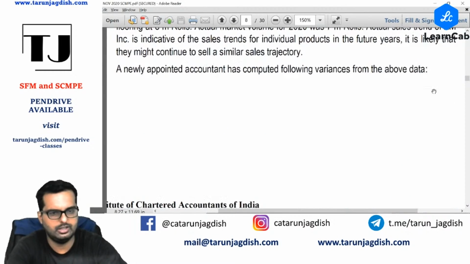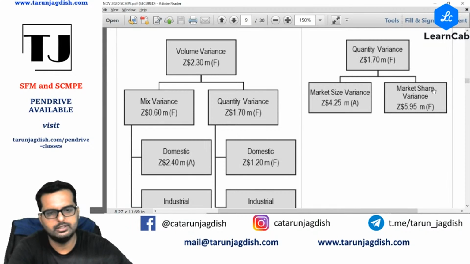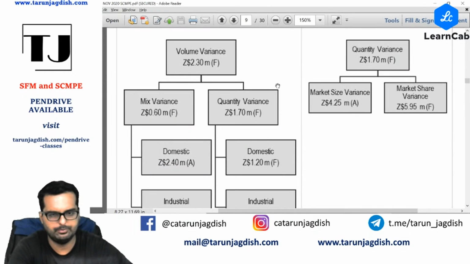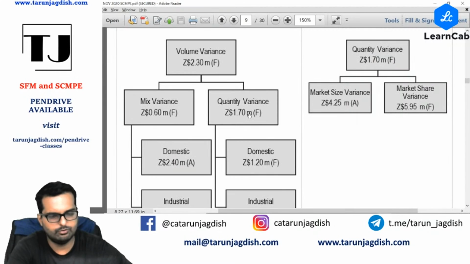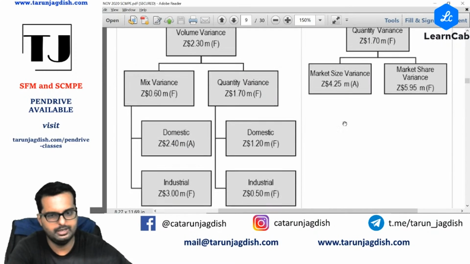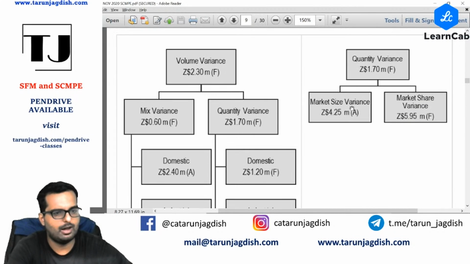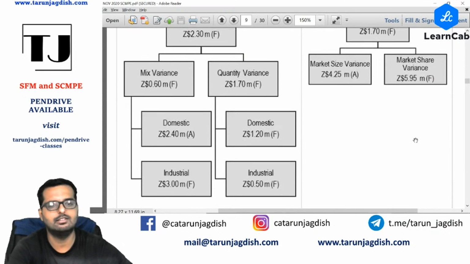Let's check what they are asking over here. This guy has made some variances. He has made a volume variance of 2.3 million favorable. Yes, we have also got 2.3 million, that is 23 lakh favorable. Same thing. Mix is 0.6, 6 lakhs. Yes, we've got that. Quantity is 1.7. Yes, we've got 17 lakhs. That's million. They have given the breakup of domestic and industrial also over there. That doesn't matter. Apart from this, they have given the market size and share variance as 4.25 adverse, 5.95 favorable. 42.5, 59.5. Exactly the same thing we have got.